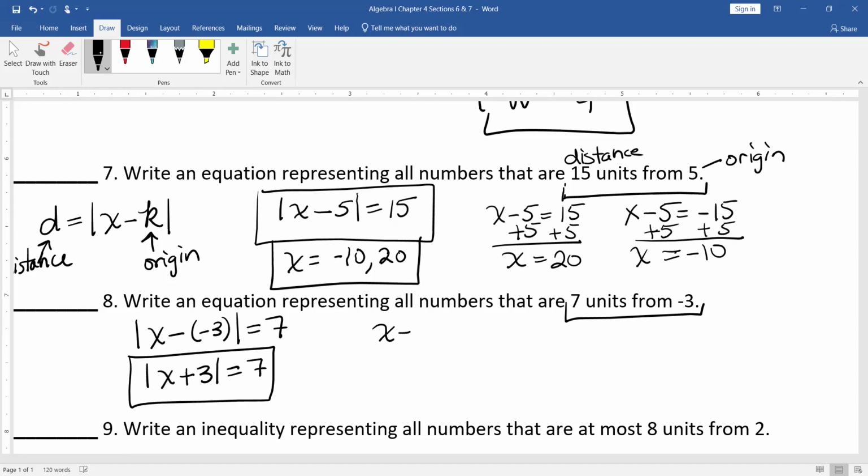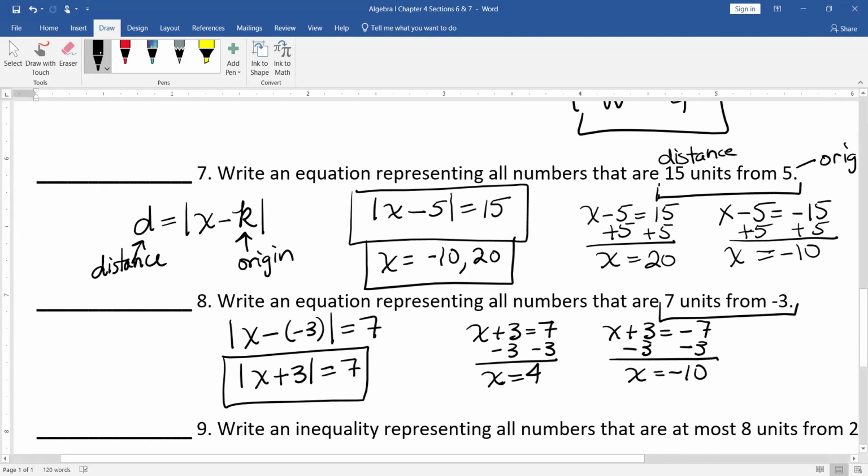So now let's solve it. We have x plus 3 equals 7, or we have x plus 3 equals negative 7. Subtract 3 from both sides, and we get x equals 4. Or in the other direction, that endpoint is at x equals negative 10. So the 2 points that are 7 units from the origin of negative 3 are 4 and negative 10.